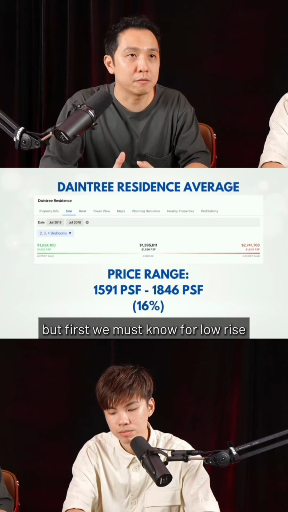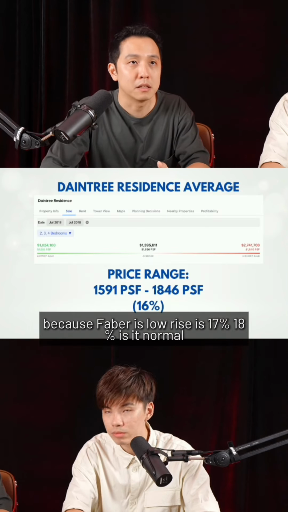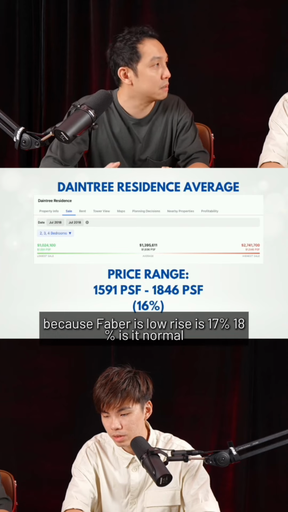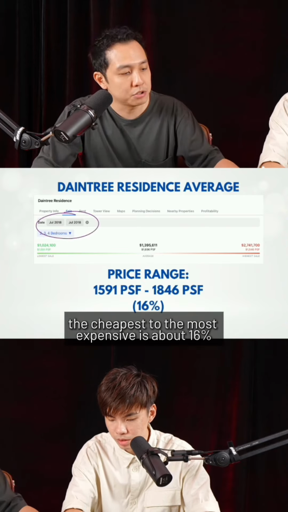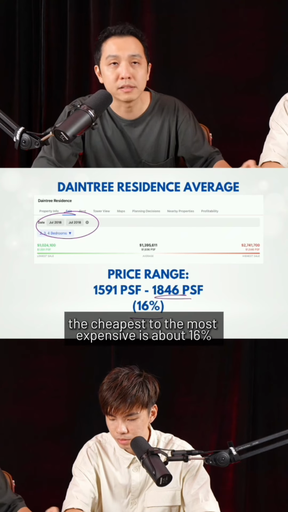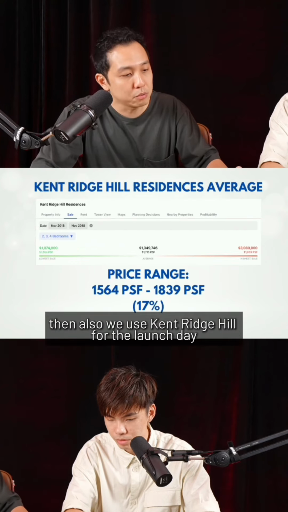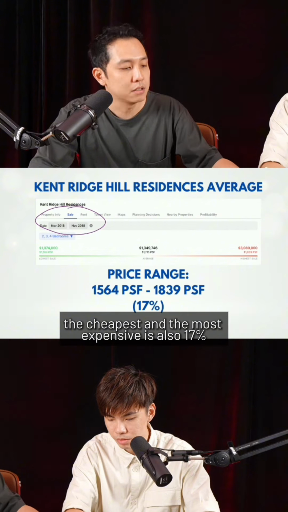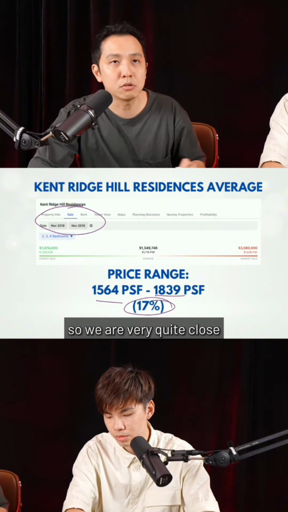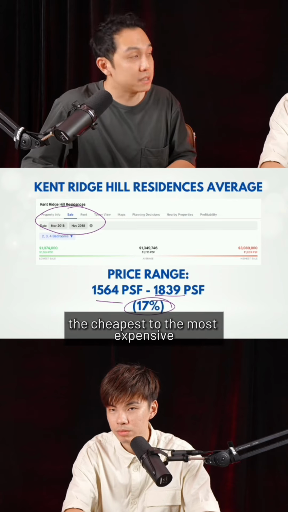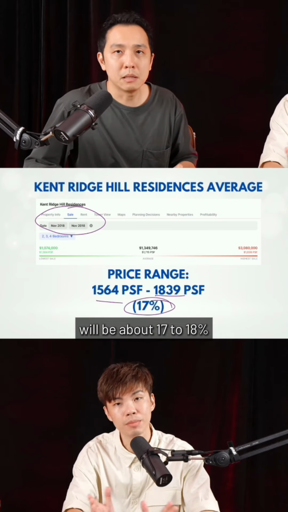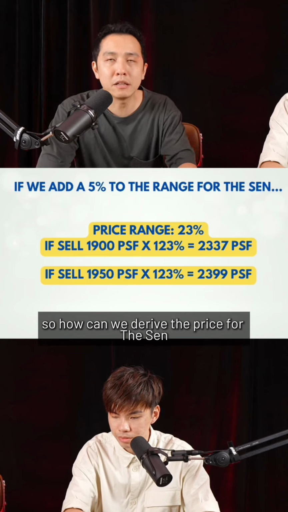But first we must know, for low rise, because Faber is low rise, is 17%, 18% normal? So we actually use day 3. You can see from the launch date, the cheapest to the most expensive is about 16%. So we are very close. Then we also use Cambridge Hill, for the launch day, the cheapest and the most expensive is also 17%. So we are quite close. So we know that if you do it for low rise, the cheapest to the most expensive will be about 17 to 18%. So how can we derive the price for the Sen?